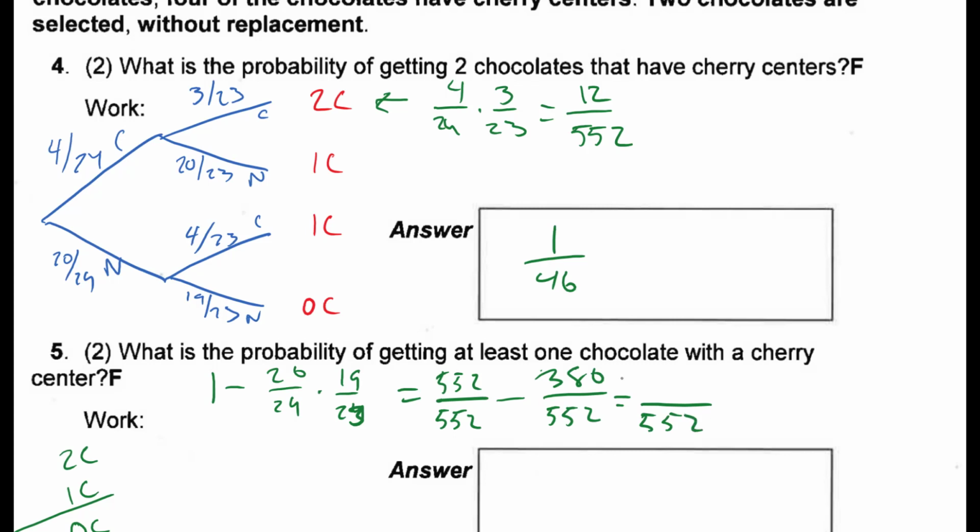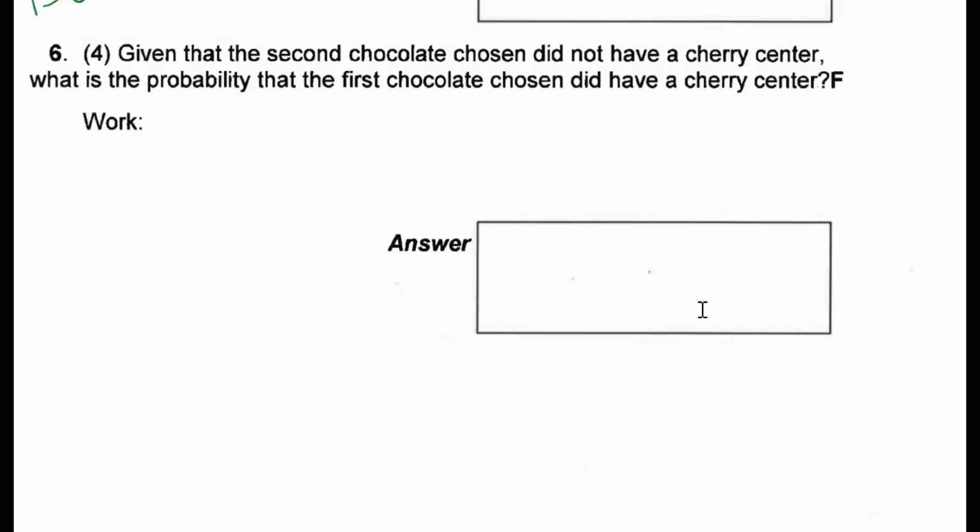And I get 172? That looks pretty good. Let's throw that into a calculator. I would take the 172 over 552, but I think that simplifies down to this value. That should work nicely.